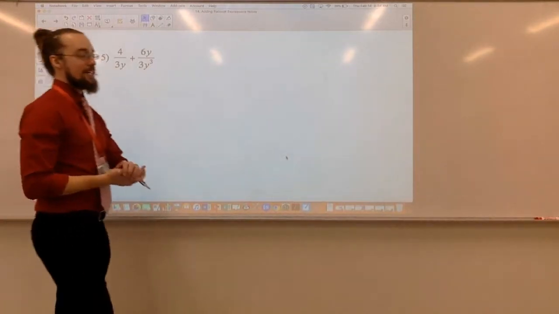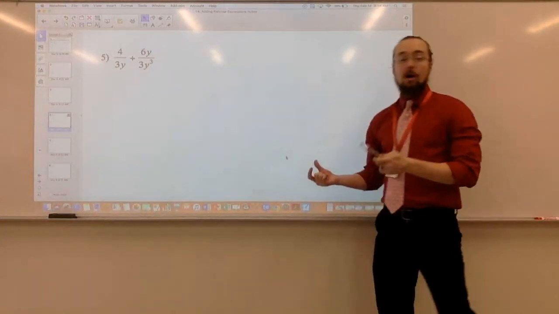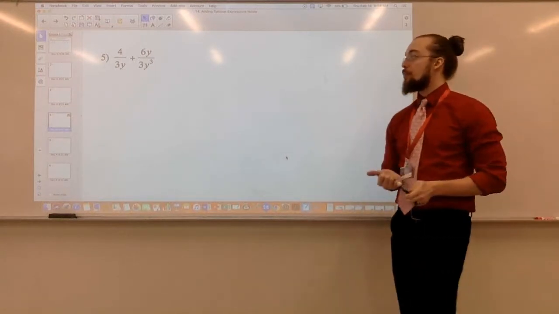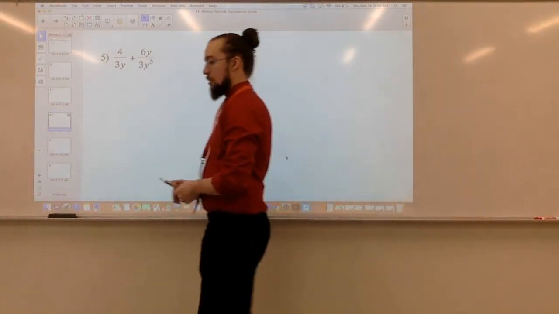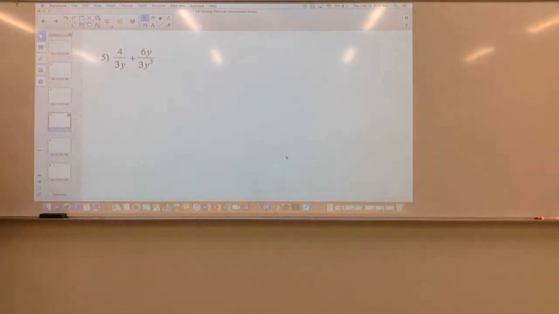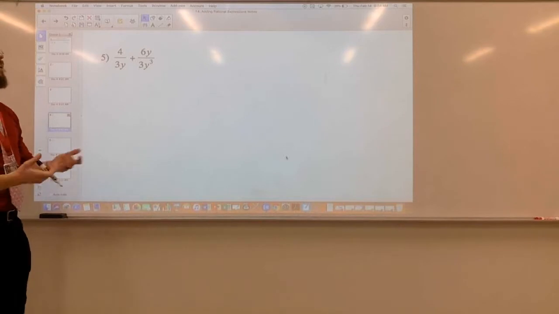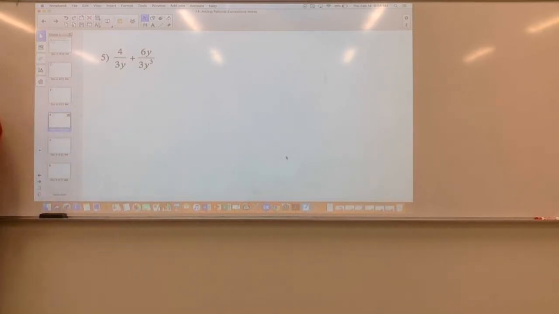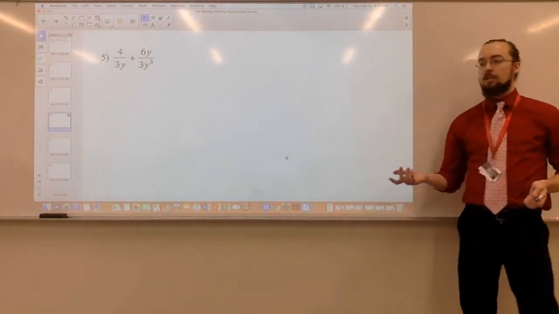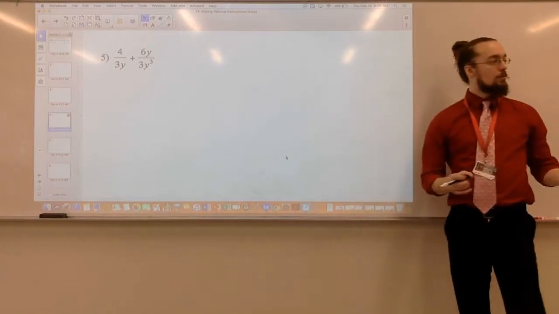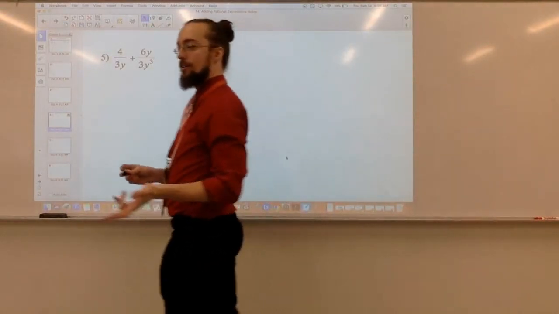Alright, so here, in our next example, I've got 4 over 3y plus 6y over 3y cubed. What can I do here? Cube the left side? Well, so yeah, the only thing that I'm allowed to do is multiply by one thing. Mrs. Frazee called it a fancy one, right? That's what we're doing now. We're using that fancy one.